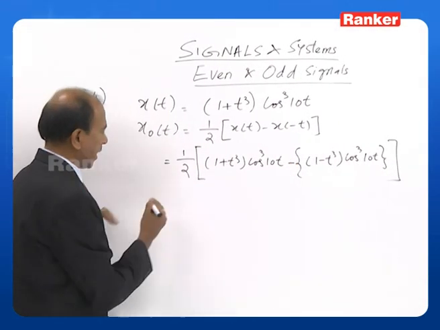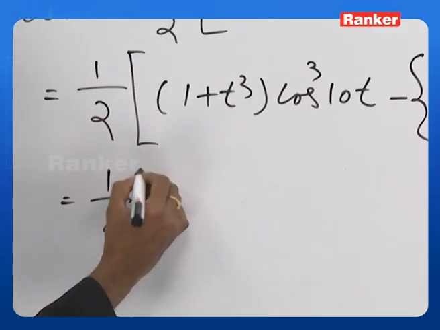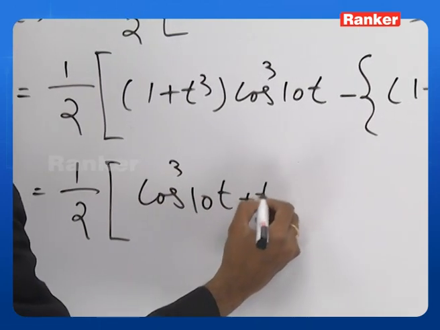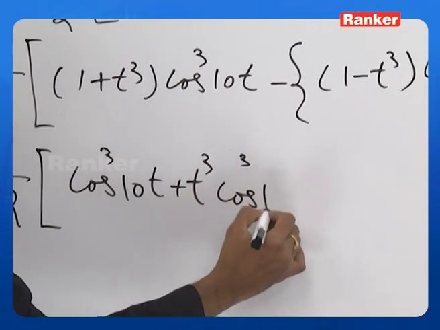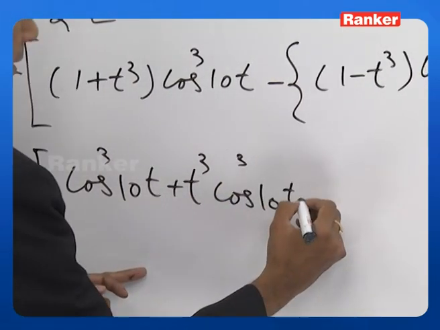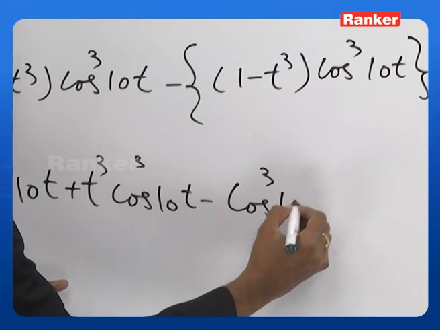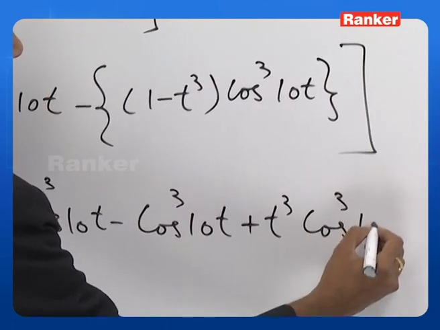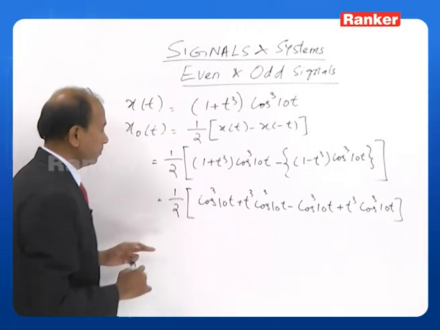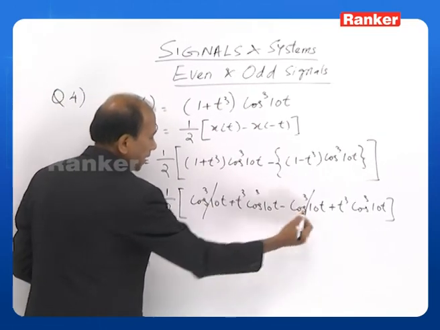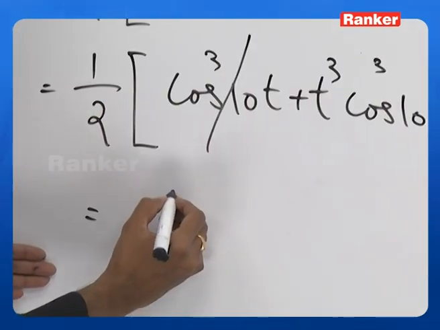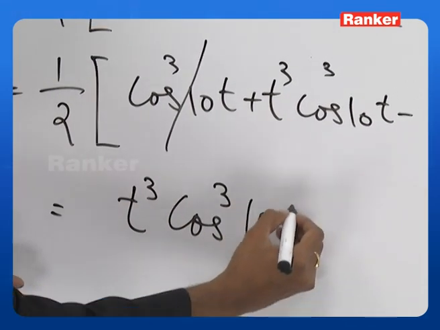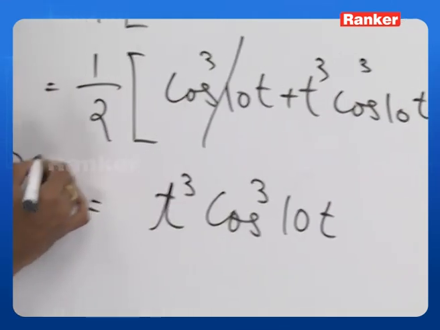So, we will open this bracket, we can write like this: half of cos cube of 10t plus t cube cos cube 10t minus cos cube 10t plus t cube cos cube 10t. Now, removing these terms, I will get this is equal to t cube cos cube 10t. So, this is the odd component of the signal.